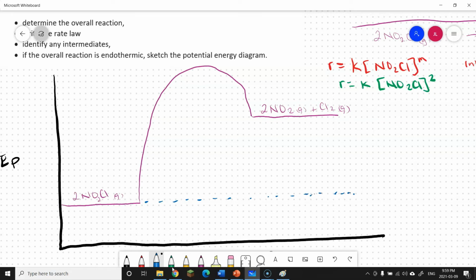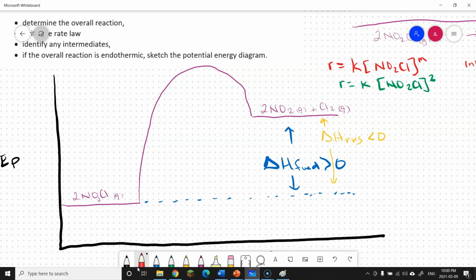Now we can label a couple of things on here. The difference between my starting point and my finishing point is my enthalpy change for my forward reaction. And this is going to be a value greater than 0 because it's an endothermic reaction. You could likewise label this my delta H for my reverse reaction. So if I went the other way, we know it's going to be less than 0 because a reverse reaction is exothermic.